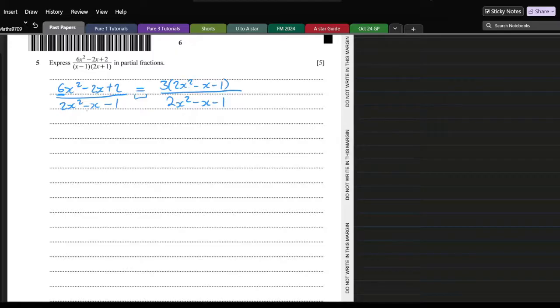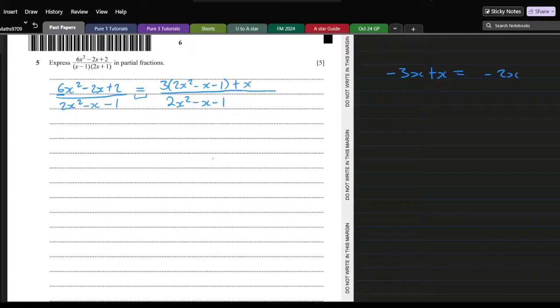Alright? But note that putting a 3 outside the bracket gives us problems here, because the term in x would be 3 times negative x, which is negative 3x. But we're saying that on the left hand side we've got a negative 2x. So it means we're going to have to add an x for that to be equal. So we add the x outside the bracket.